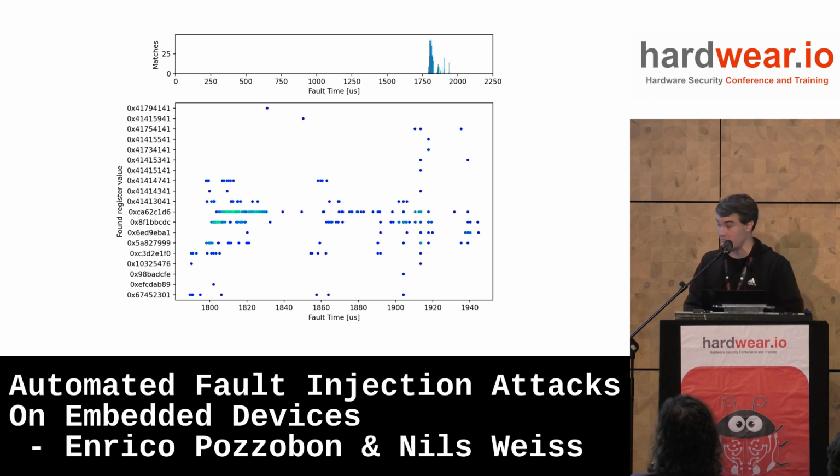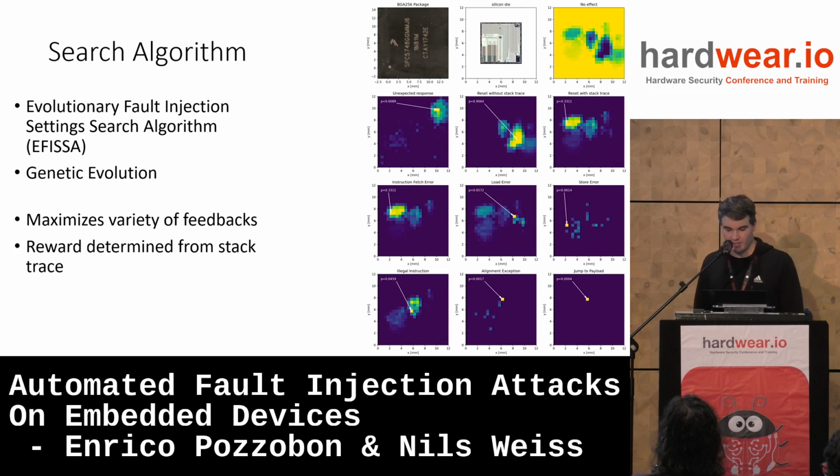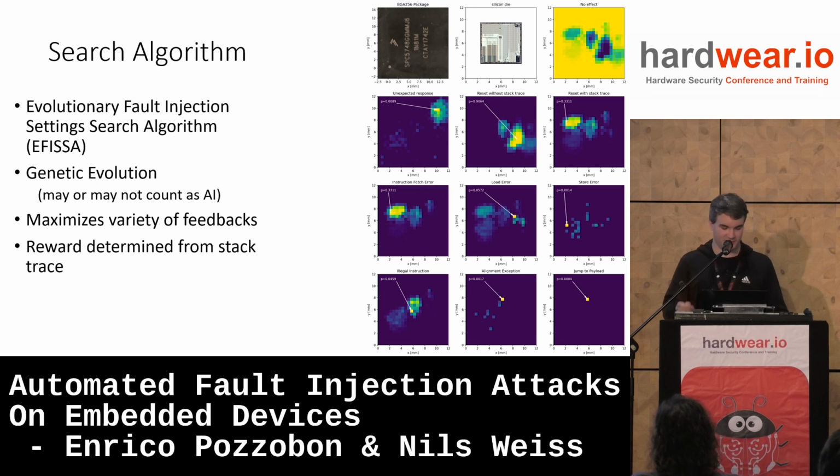By the way, I think I forgot to mention that all of this was done without knowing the firmware of the ECU, so we couldn't target a specific instruction. We were quite blind. It was a black box attack at this point. So we developed this search algorithm we called the evolutionary fault injection settings search algorithm, EFISA for short. It uses genetic evolution, so it's a genetic algorithm. I think it may count as AI, but maybe not. You tell me later.